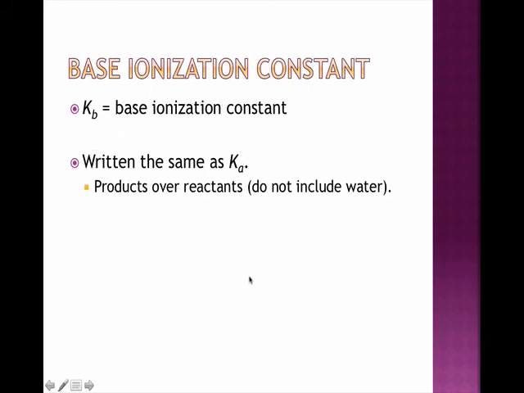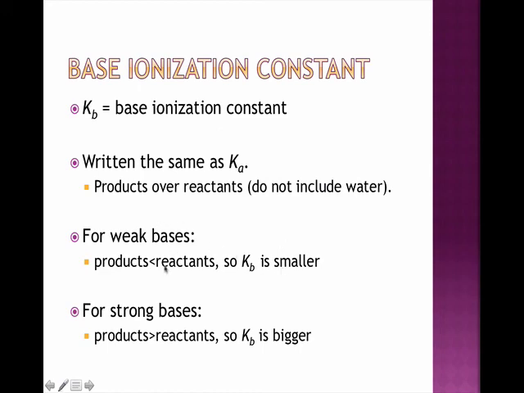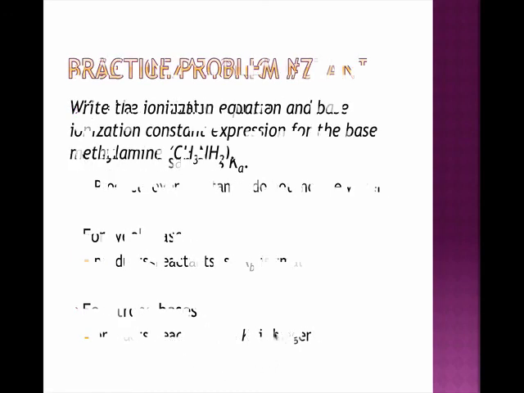So just like there is an acid ionization constant, there's also going to be a base ionization constant, and we call that Kb. It's written exactly the same as Ka. You do products over reactants, don't include water, don't include solids. And the same rules still hold true. The greater your Kb is, the stronger your base is. So if your products are less than your reactants, your Kb is going to be smaller. For your strong bases, when it ionizes more, we have more products, so they're bigger than your reactants, and your Kb is going to be bigger.